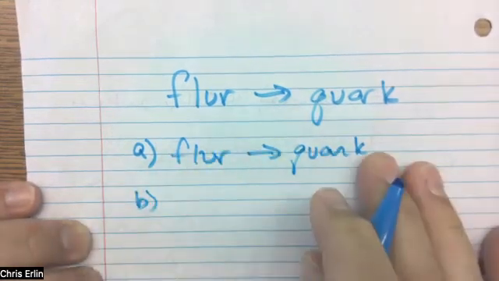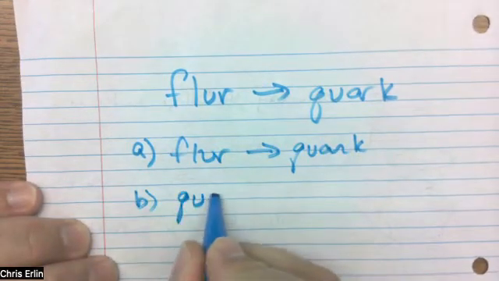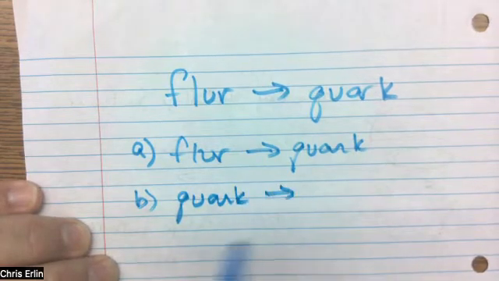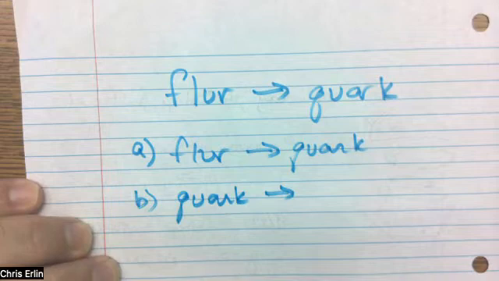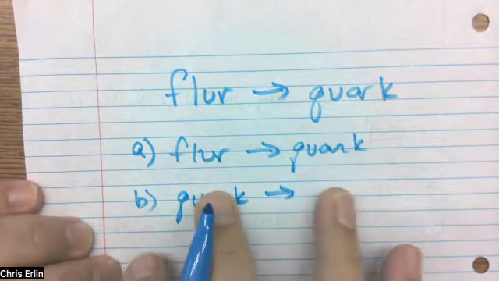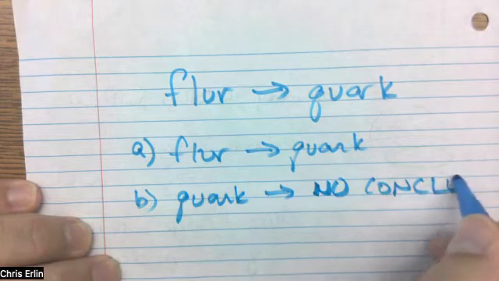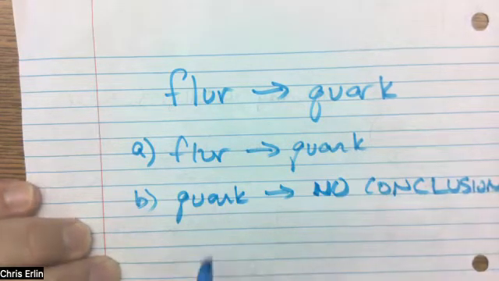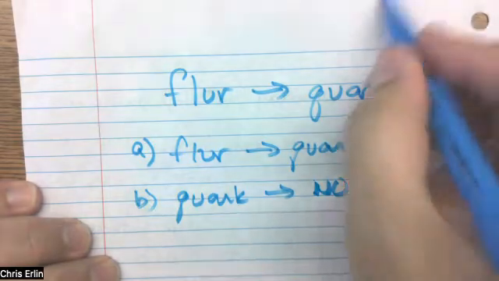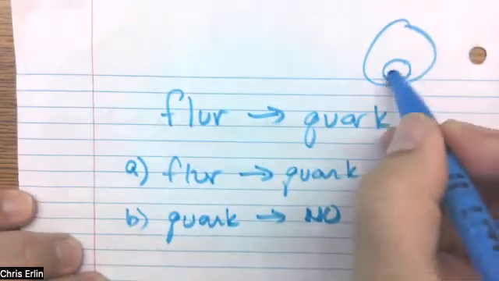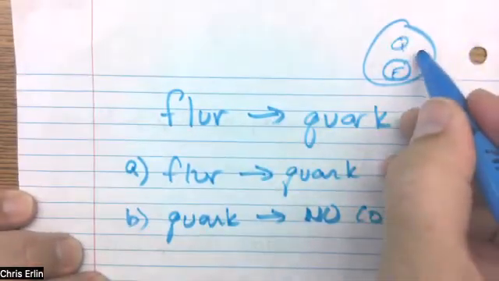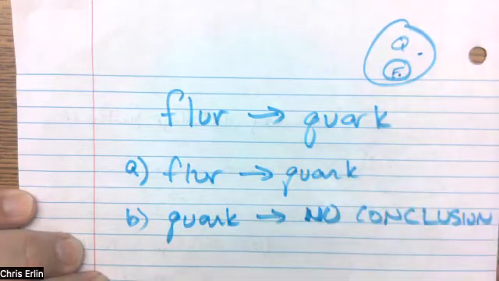Now, forget about that for a second. Turns out it's quark. Does it follow that it's Fleur? Not necessarily. This is mystery meat. This is the converse. When you just flip them, it's mystery meat. So we have to say no conclusion. I don't know what happens with quark. Just like we did with these things. I could be a quark out here that's not a Fleur. I could be a quark in here that is a Fleur.